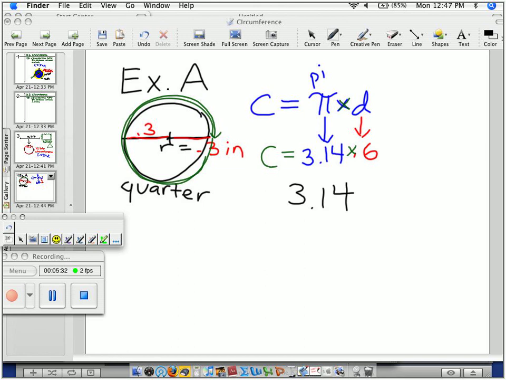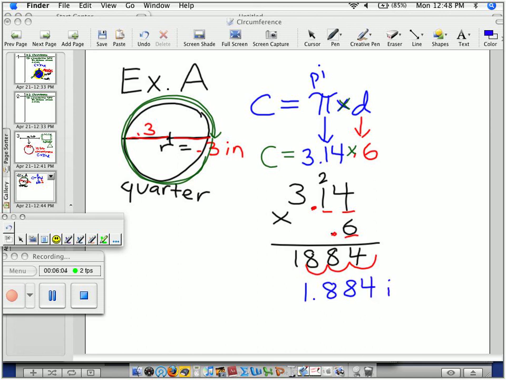Here's the math. When I set up multiplication, it's probably best to put the longer number up top. And here we go. Once I multiply the numbers, don't forget that you must also count your decimal places. That's how many numbers are behind decimal points? 3. 1, 2, 3 moves of the decimal point then. Makes my final answer. This is how far you would walk around a quarter. You would walk 1 inch and 884 thousandths of an inch. So if we were to round it up, about 2 inches around this quarter.